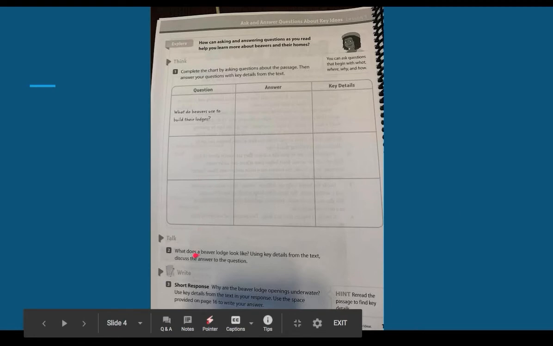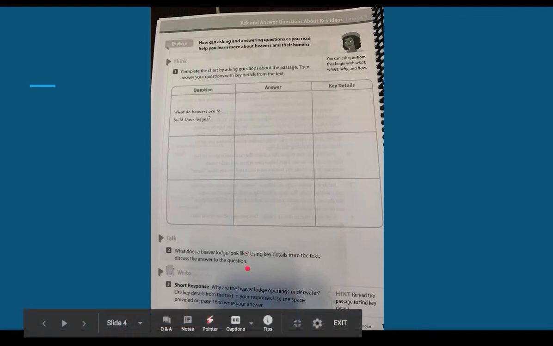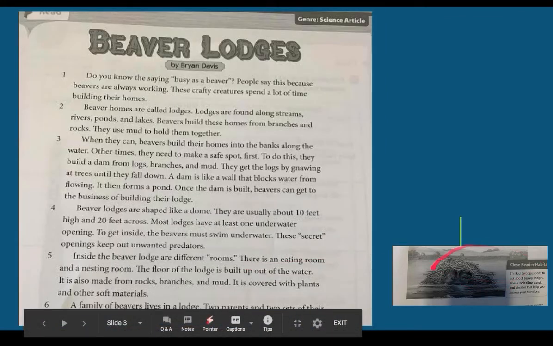After this, our second question says, what does a beaver lodge look like? Using key details from the text. So I know you guys probably don't have a neighbor that you can talk to because you're at home, probably by yourself, maybe with a family member, but you could talk with them and discuss what the beaver home actually looks like.